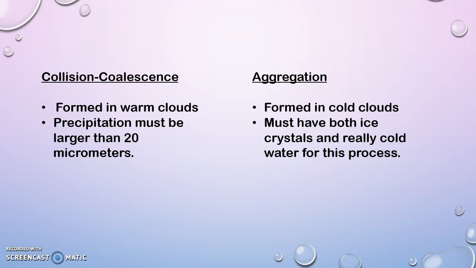Then there is aggregation. Aggregation must have both ice crystals and really cold water for it to occur. The ice crystals are going to collide with the really cold water and will end up creating an even bigger ice crystal, and these are going to drift through the clouds and connect and keep forming.